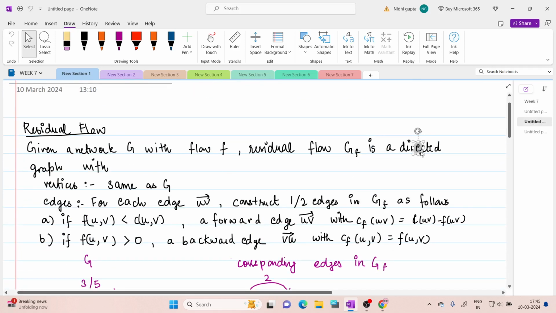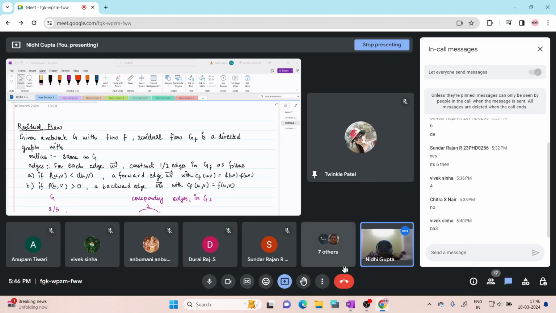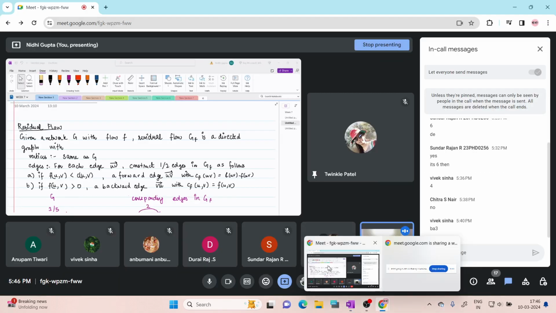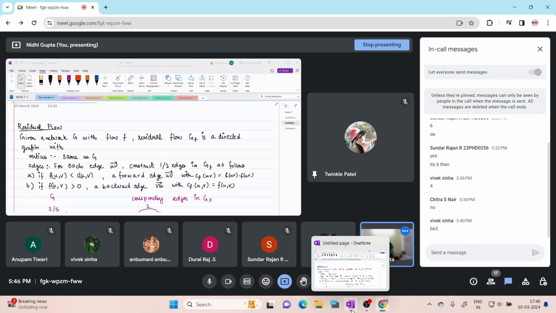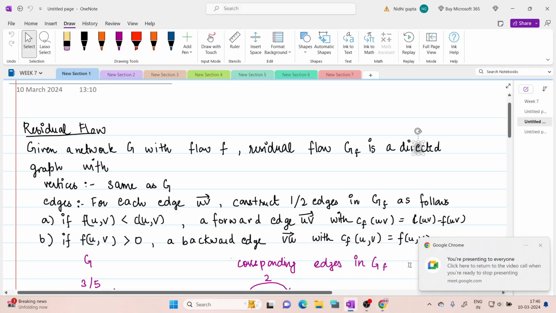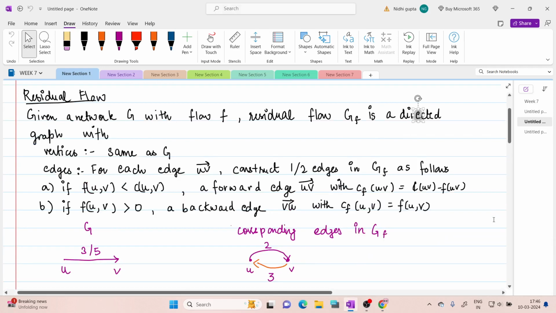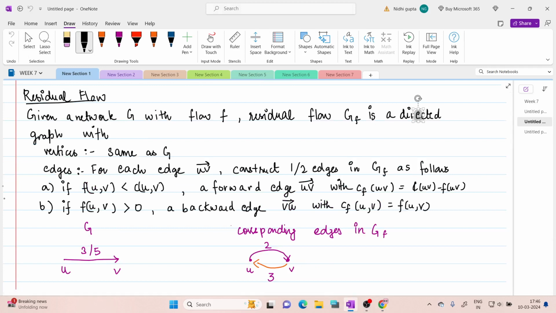Now we have understood what is flow, and what is the capacity and net flow of the cut. Now the next question is, if we are given a network, how to find the maximum flow. There is an algorithm to find the maximum flow. For that algorithm, first, given a flow, we should be able to calculate the residual flow. So what is a residual flow?